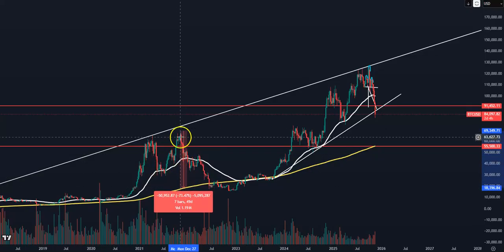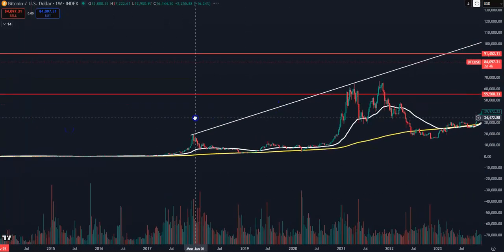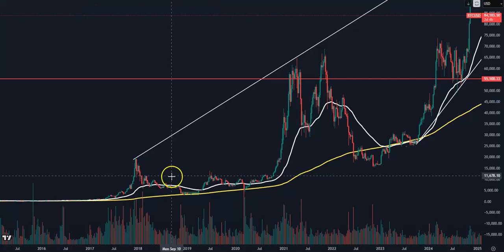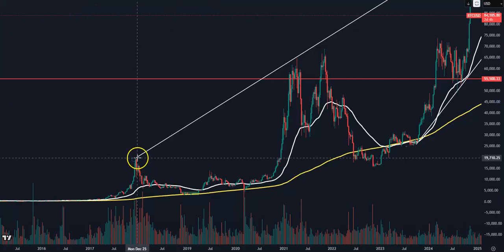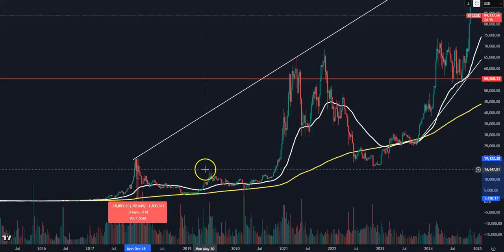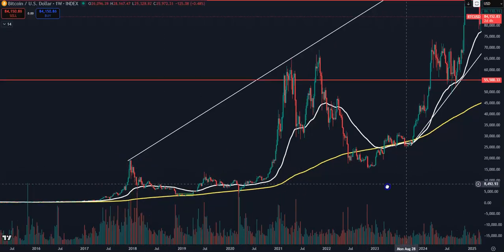So the percentage between the top and the 200 back in 2021 was 73%. That's between the top and the 200. Now, if we go to 2017 and you go from the top to the 200, you're looking at like 92%. So that's why Bitcoin dropped the way that it did.